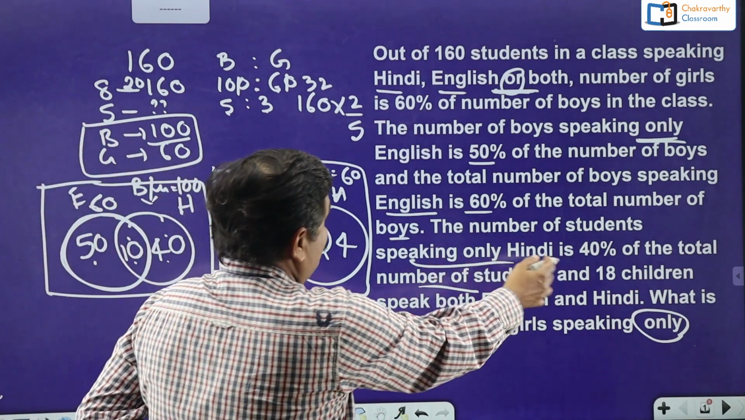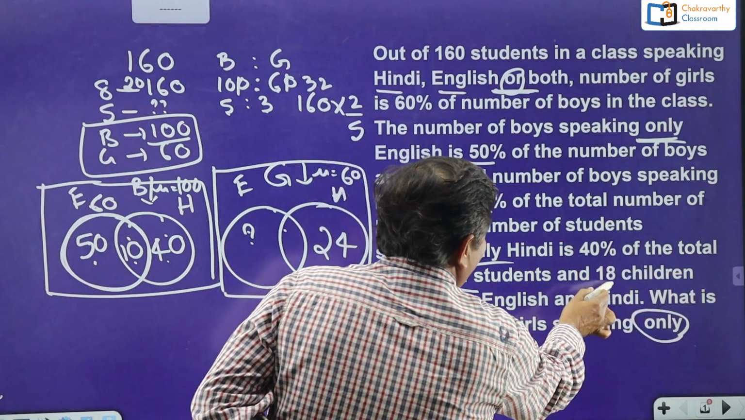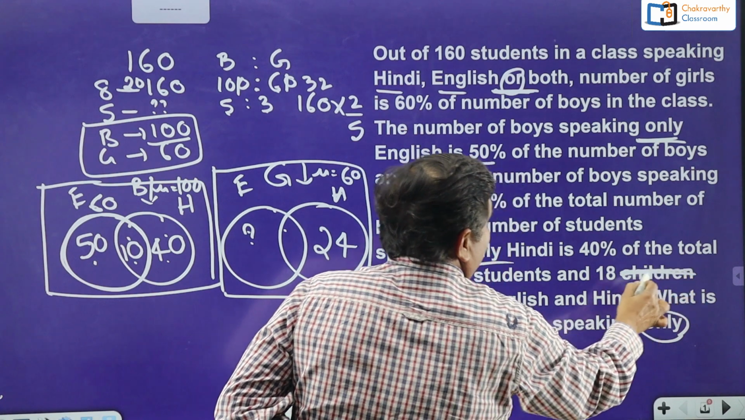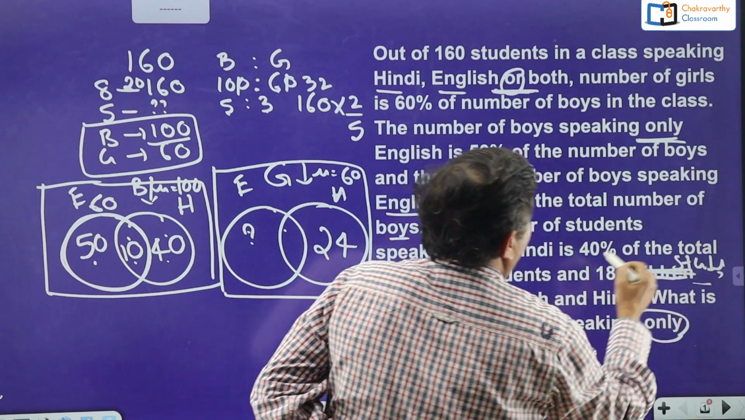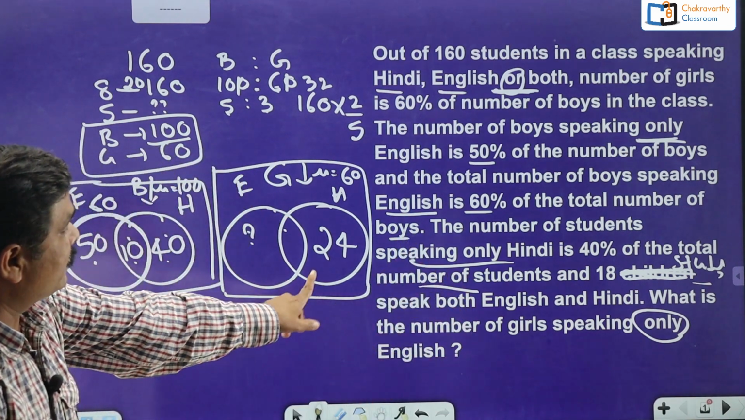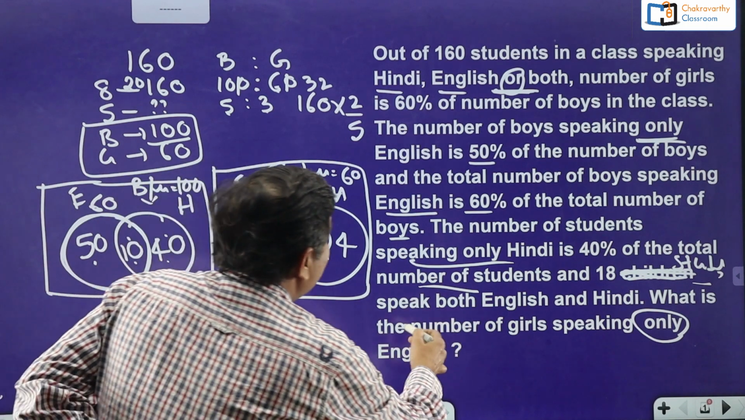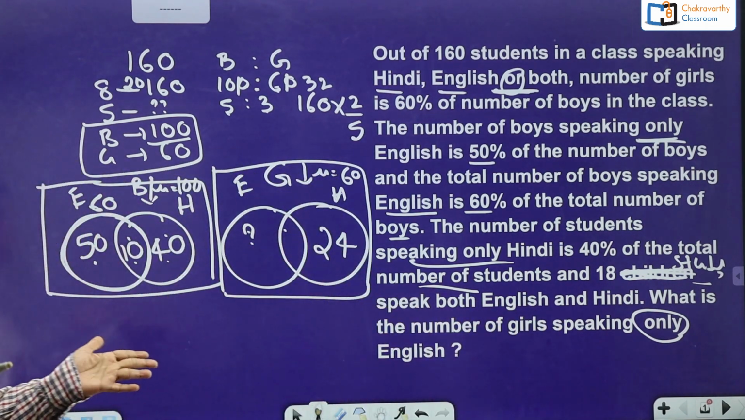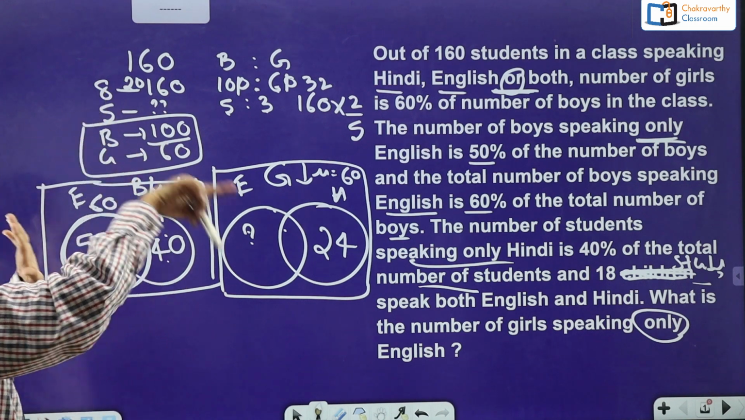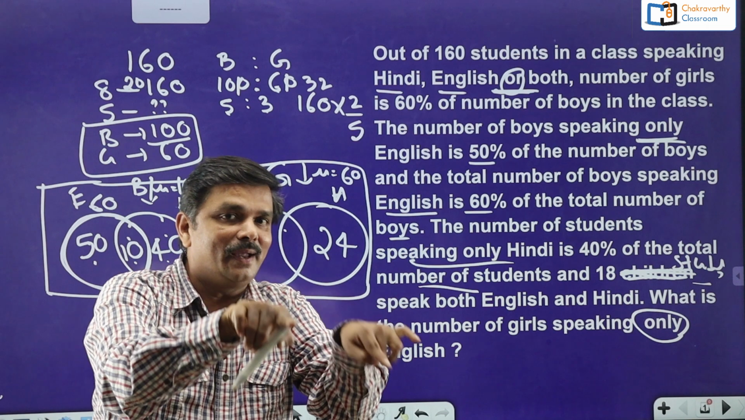That's over. Number of students who can speak only Hindi, 40% of total number of students, and 18 students, not children, this one, 18 students. Why they have typed children? Okay, 18 students speak both English and Hindi. Now you see 18 students speak both English and Hindi. How to go for this one, students here? Total number of students who can speak both Hindi and English is 18.